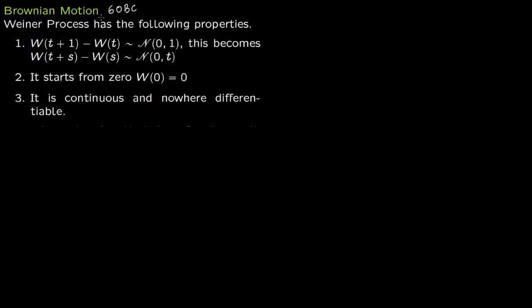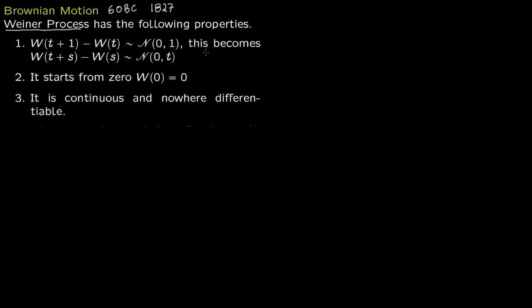So this Brownian motion is named after Robert Brown. Robert Brown was a botanist, and in 1827 he observed pollen grains following a random walk on the water. And then it is also called a Wiener process because Wiener put it on firm mathematical foundations. So let us describe its mathematical properties.